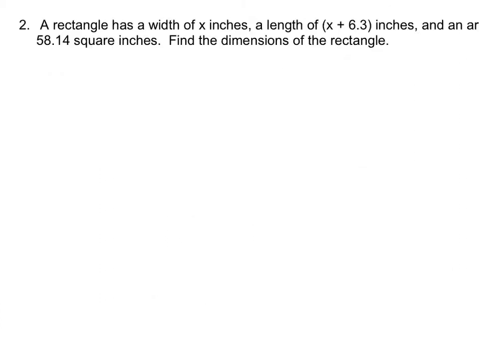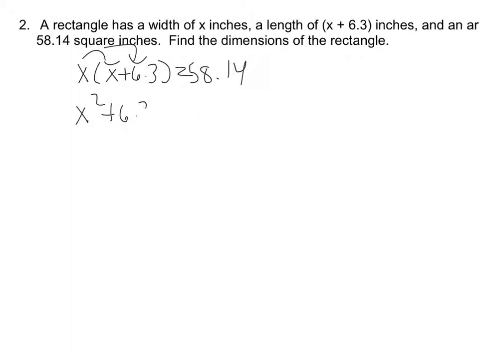Alright, it says a rectangle has a width of x inches and a length of x plus 6.3 and an area of 58.14 square inches. Okay, so how do you find the area of a rectangle? You do length times the width. It equaled this. Distribute. And subtract it over. So we get it equal to 0.